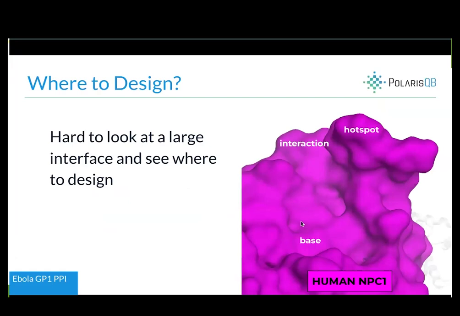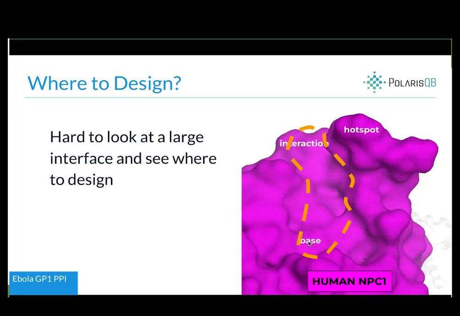So when we just look at this pocket, it can be hard to look at this big interface and see where to design for it. So maybe we could try to design a small molecule for this area right here so that it blocks the interaction area and also it's alongside this hotspot. Or maybe it makes more sense to wrap it around the hotspot like that, and so we're hitting this interaction area and also the hotspot. Or maybe it would be easier to have it extend down into the base. Or maybe it can come over this way and reach into the base in this direction.